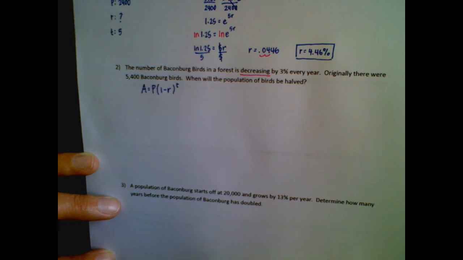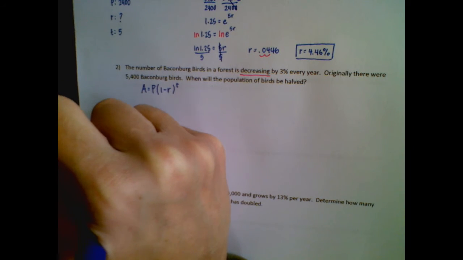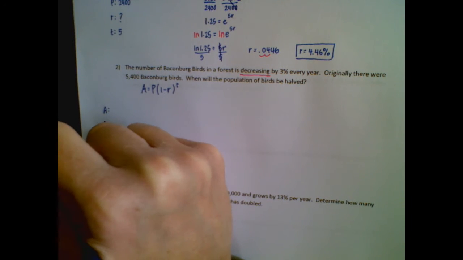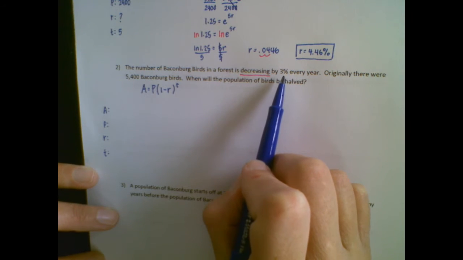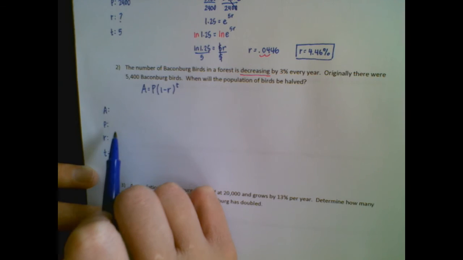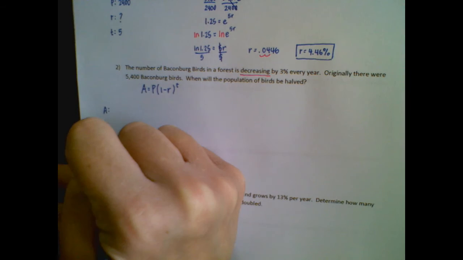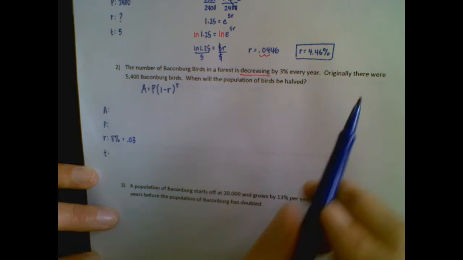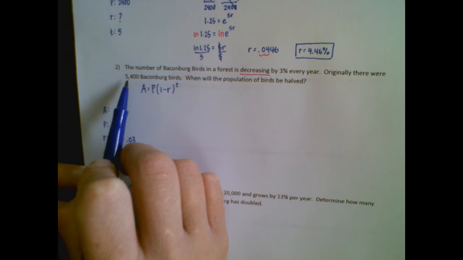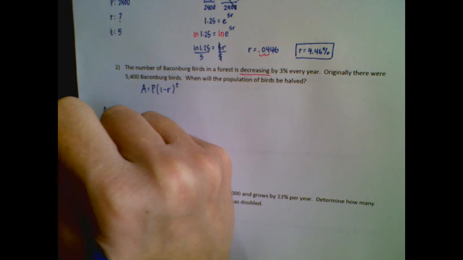So I need to figure out what I have and what I need. So I'm going to write out my variables again, A, P, r, and t. So I know that my percentage is 3%, so that's giving me a rate. So my rate is 3%, but I know that in my problem, I need to go ahead and write that as a decimal, so that would be written as 0.03. We're saying originally there were 5,400 Baconburg birds. That means that we're starting with that, so that's our P.